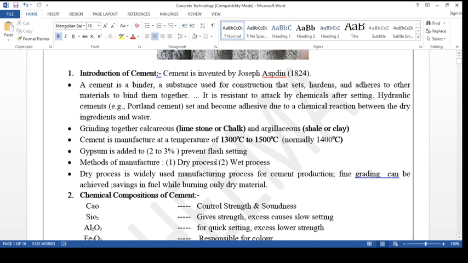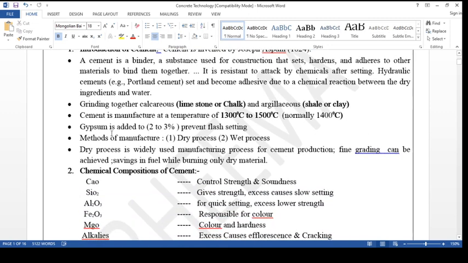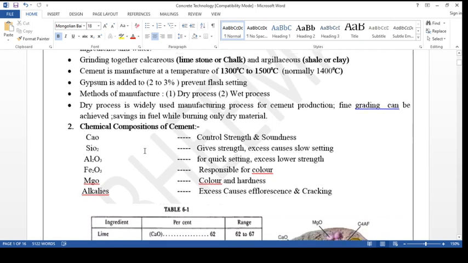And here are one or two more objective questions. How much percentage of gypsum is added in manufacturing industries? 2 to 3%, to prevent flash setting. And which method is widely used in manufacturing industries? Dry process.